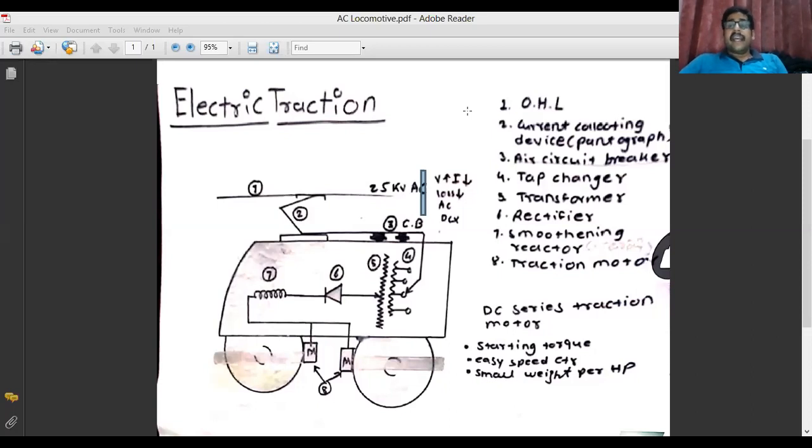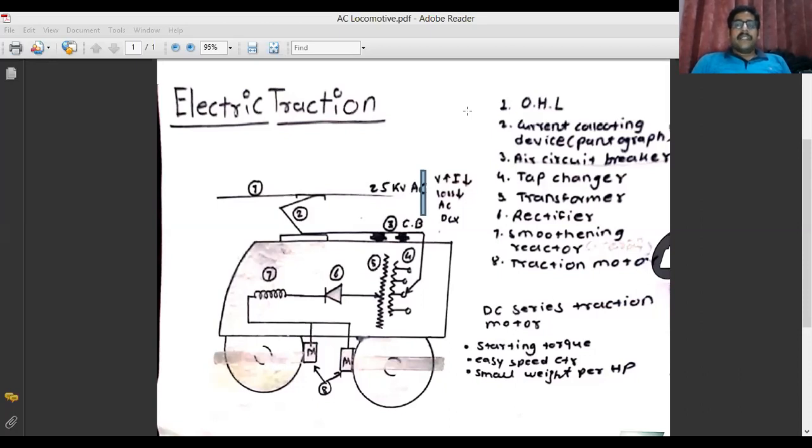That means what it does is, it takes the electrical power from the overhead transmission line and after taking this electrical power, it gives it to your vehicle. That is why this is called a current collecting device, or technically it is known as pantograph.